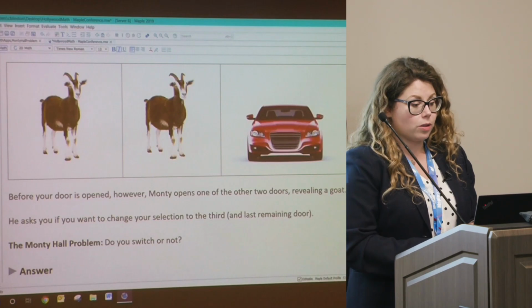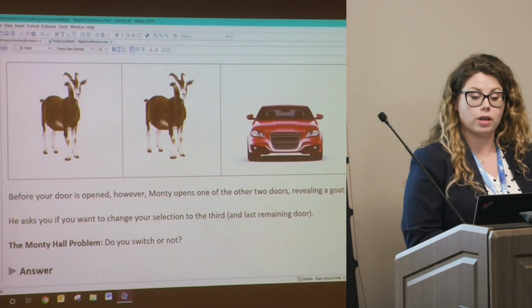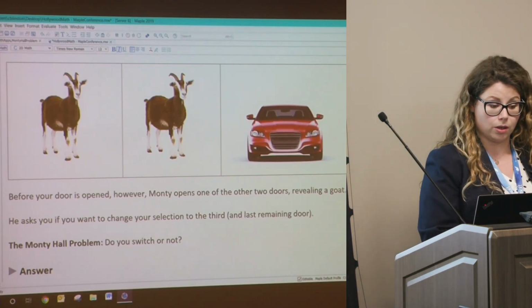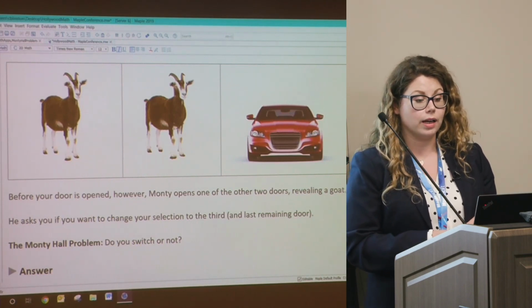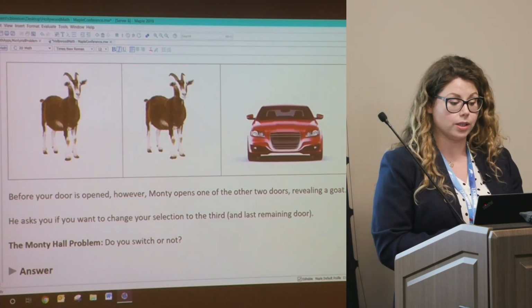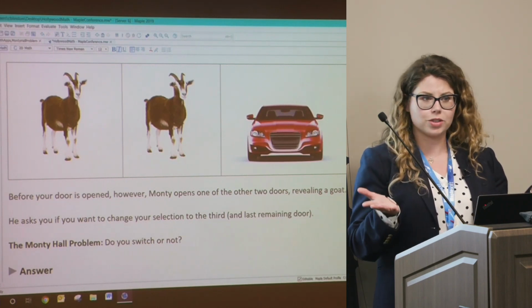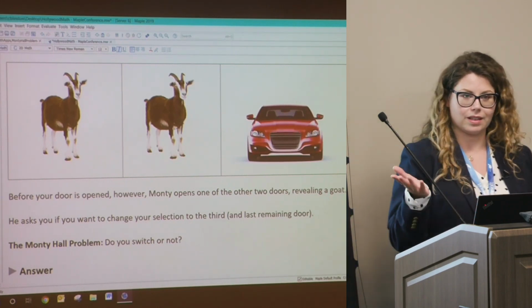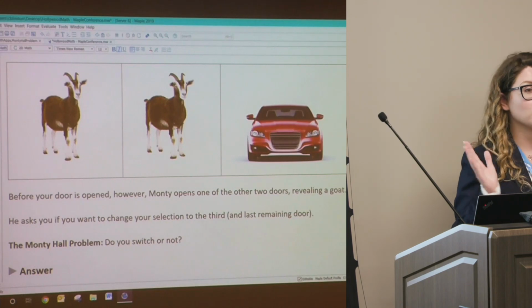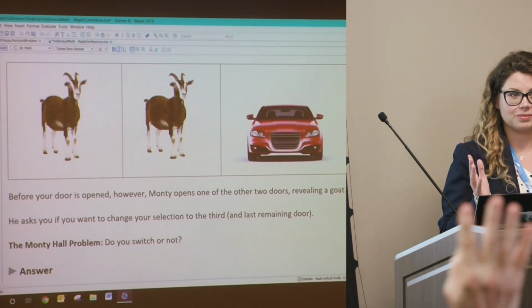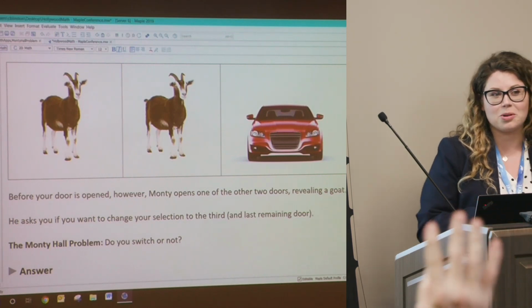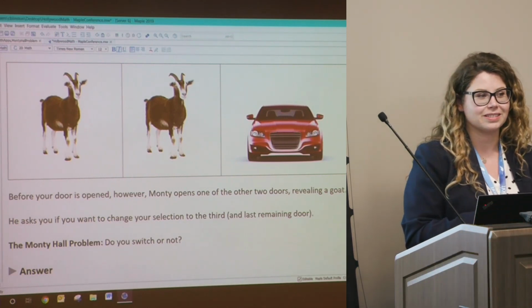Before your door is opened, Monty opens one of the doors, revealing a goat. He asks you if you want to change your selection to the 3rd and the last remaining door. So, do you switch or not? Can I get a poll of hands? Would you switch? Can I get a poll of hands who wouldn't switch?